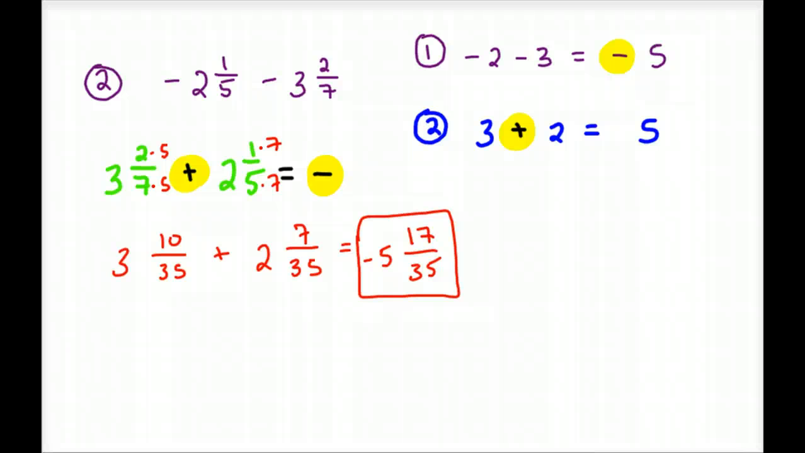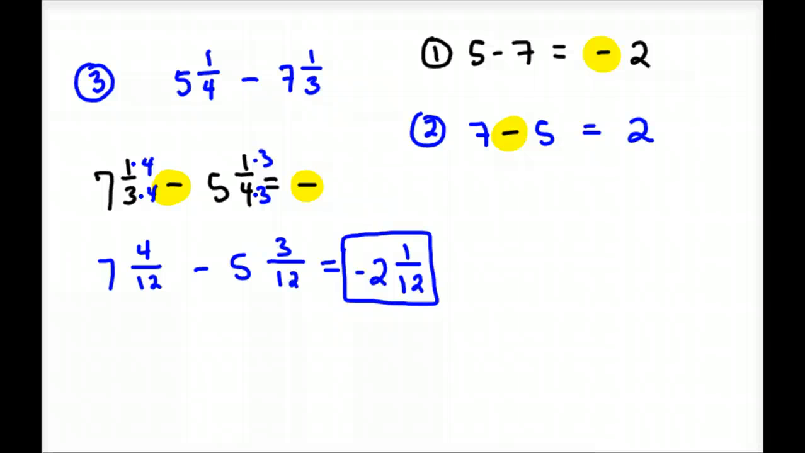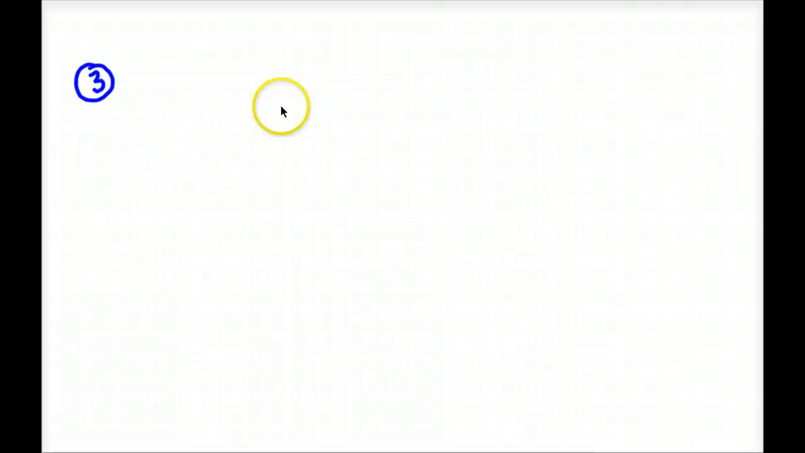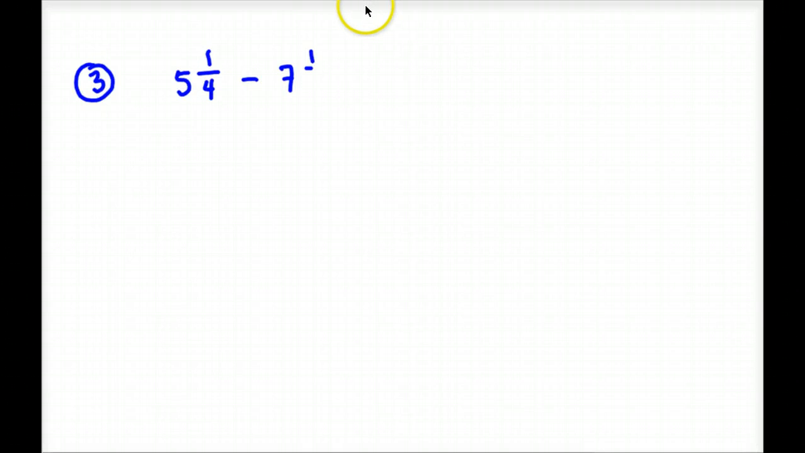Let's look at another example. Example number 3. Here we have 5 and 1/4 minus 7 and 1/3. Okay, first step, let's figure out what our sign is going to be. Let's take our integers, 5 minus 7. We're going to get an answer of negative 2.